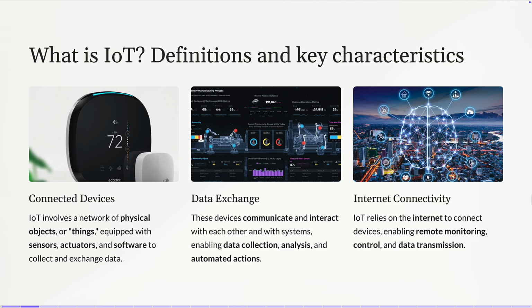So also the Internet of Things is about data communication. These sensors are connecting through a network. What is the objective? Yeah, to collect data, and probably we can save the data into some repositories for later data analytics. So there is a part that is about data exchange. These devices communicate and interact with each other and with systems, enabling data collection and analysis. And the IoT, of course, because it's an Internet of Things, is based on internet connectivity to control and remotely monitor these devices.